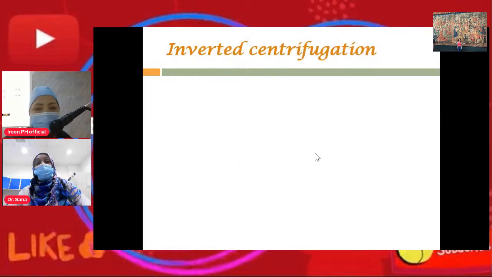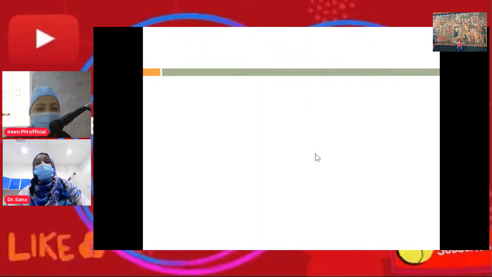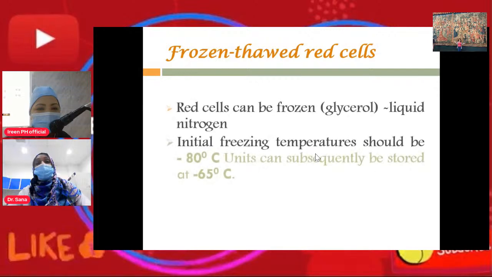The inverted centrifugation, the frozen red cells. The red cells can be frozen with glycerol and liquid nitrogen. Initial freezing temperature should be minus 80 centigrade, and units can subsequently be stored at minus 75 centigrade.